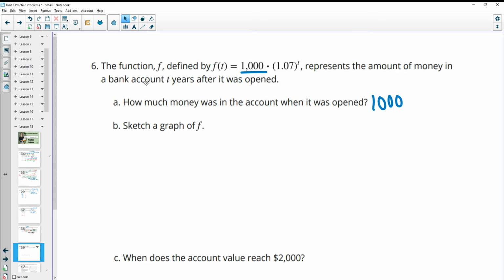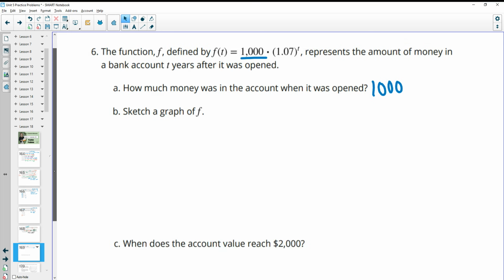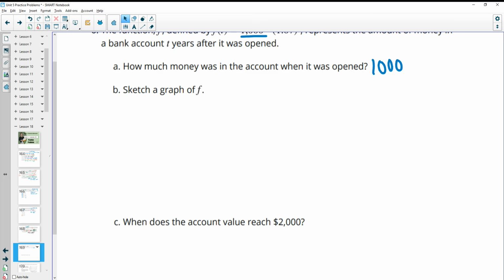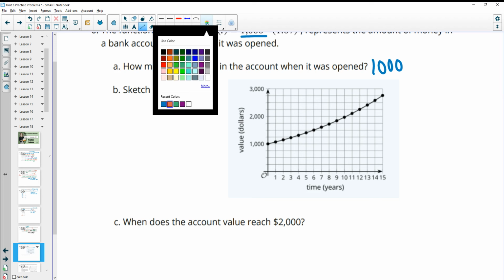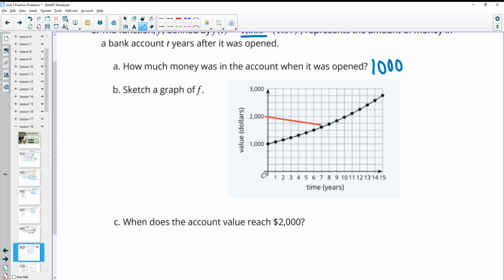Number 2 asks us to sketch a graph of f. So you can be as detailed as you want with this, but it does end up asking us in C when the account reaches $2,000. So we will want to be able to see that. So you can go to Desmos or use a graphing calculator or just plug numbers in and plot points. But here's a sketch. So then it wants us to tell when the account will equal $2,000. So we can just look at 2,000 here, see when it crosses the line, and then go down and find out that that happens after about 10 years.